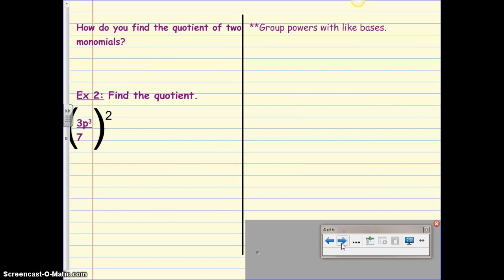All right, how do you find the quotient of two monomials when we have a power of those monomials? Well, again, you remember power of a power, that just means that this 2 is distributed to each of the numbers. So we have 3 to the second, p to the third times 2, and all over 7 to the second.